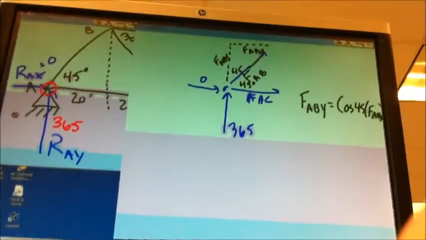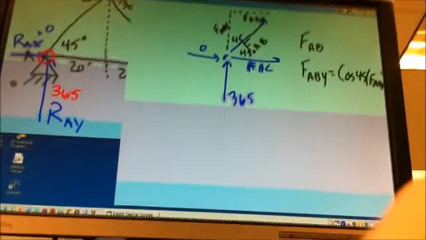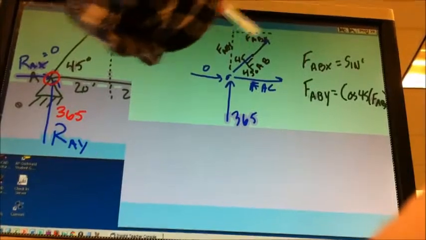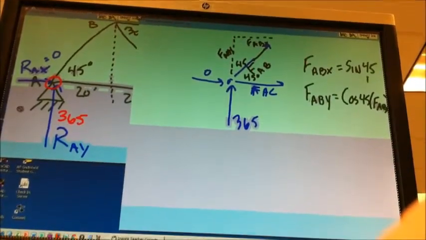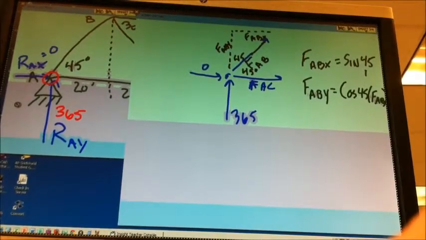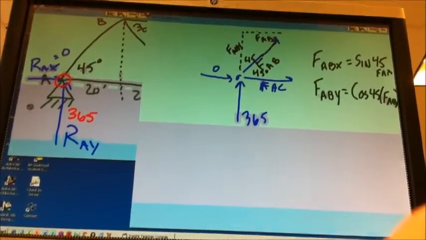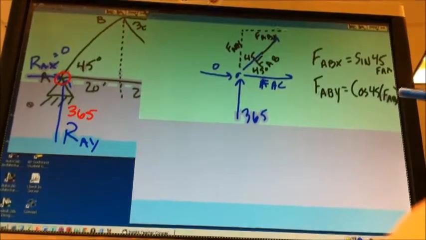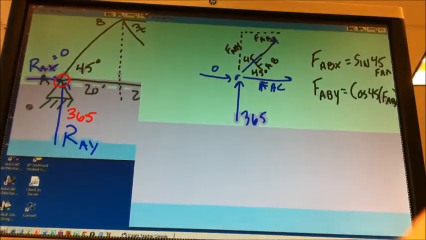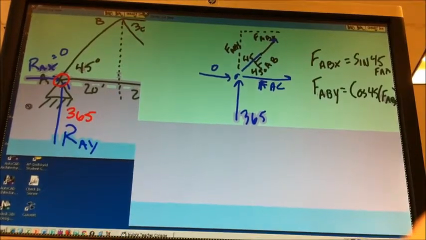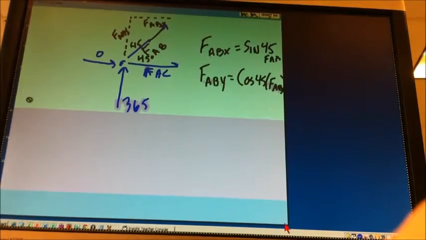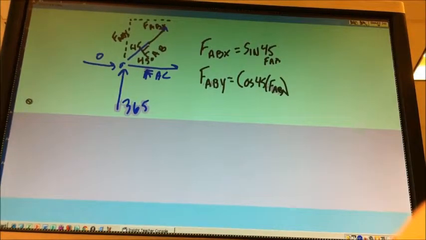FABX, what's that equal to in this case? Sine 45 times FAB. It should just be this, right here. Now, the sum of all forces should equal 0, correct? It does. So we have to list our x and our y forces. We can actually make this bigger now. This is the last thing we're going to do, and then we'll go over the last touch of the question and the rest of the pieces.